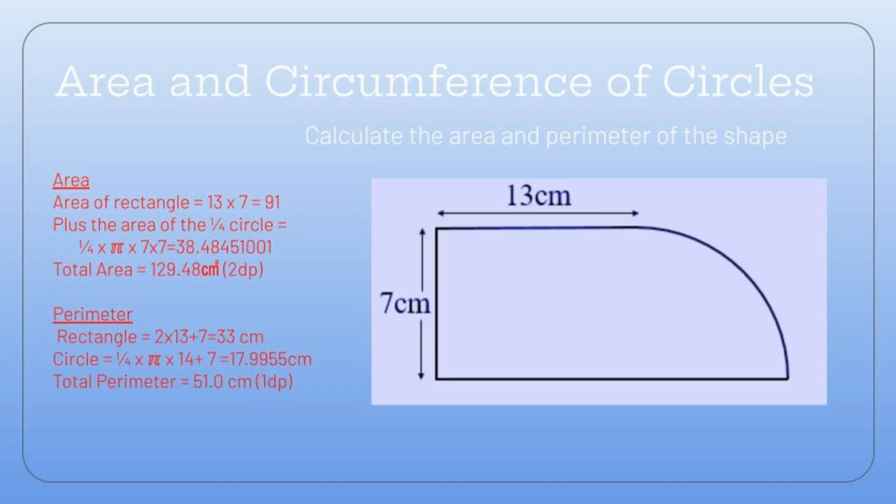To find the perimeter, you must add the three sides of the rectangle. 13 plus 7 plus 13. That equals 33. To find the perimeter of the quarter circle, you must multiply 1/4 times pi times 14 plus 7. That equals 17.9995. When you add them together, your perimeter is 51.0 to 1 decimal place.